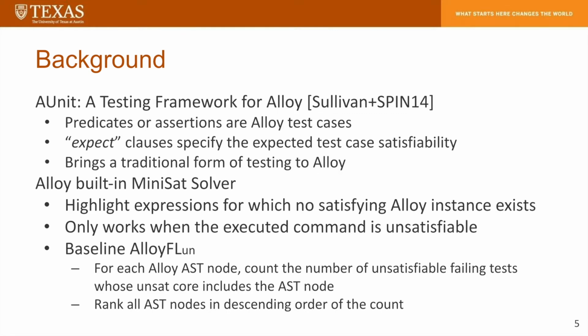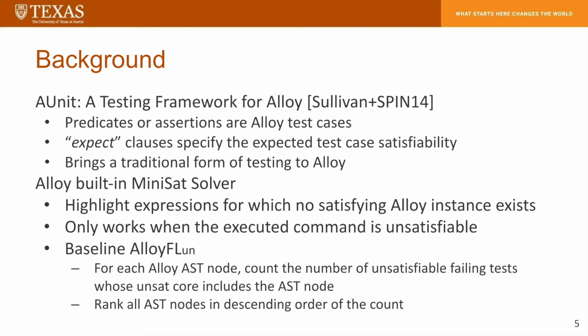AUnit is a testing framework for Alloy. It defines the Alloy test cases, which is the foundation of our technique. Alloy predicates or assertions are treated as Alloy test cases. The expect clause specifies the expected test case satisfiability. AUnit brings a traditional form of testing from the imperative world to the Alloy world.